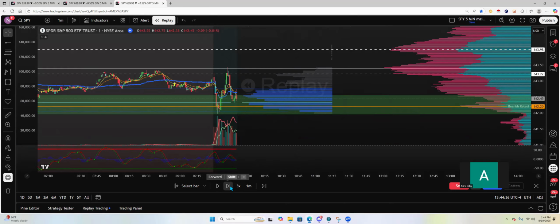I don't like it when it's too insanely volatile. I like to be able to see a perfect entry. So now what can we say about the chart?